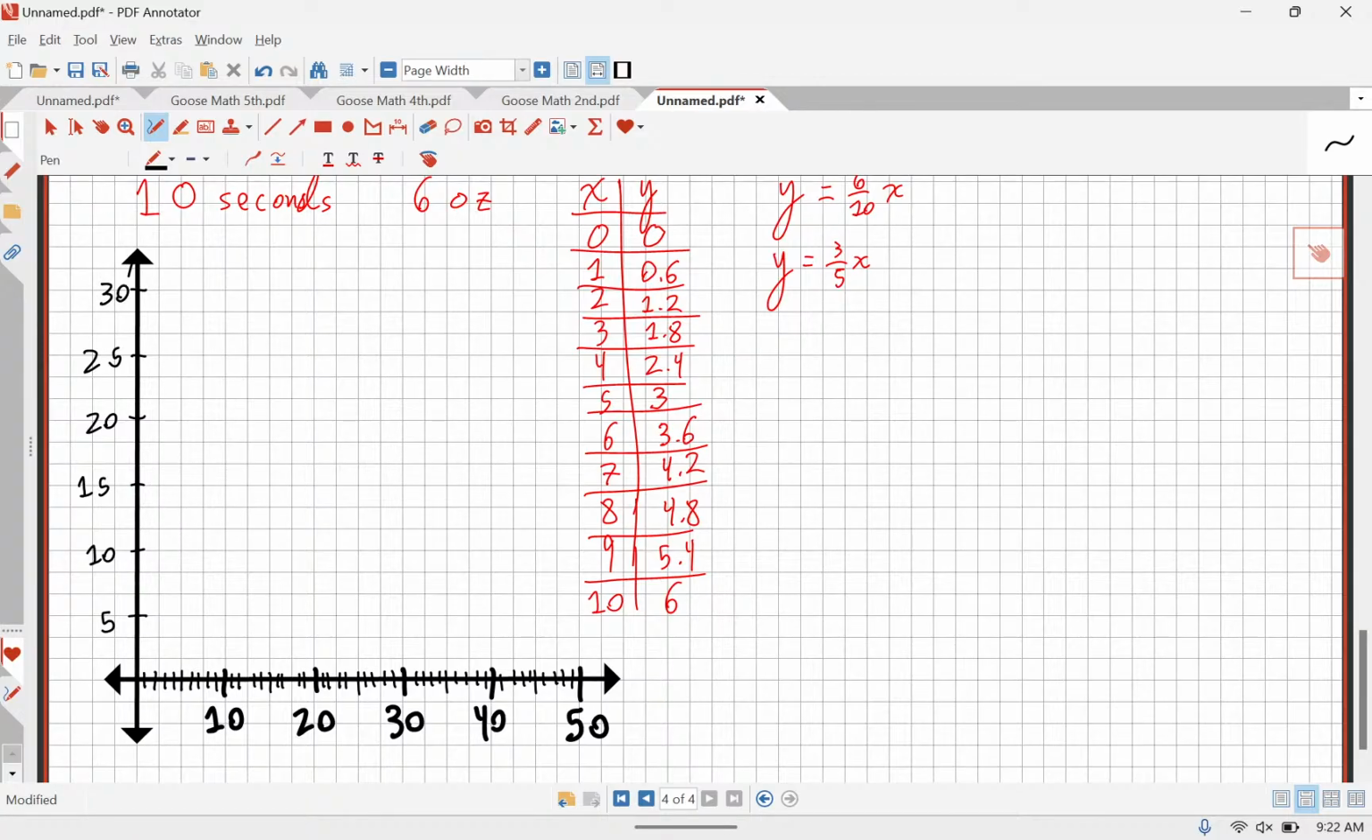You guys tell me what to count by. You guys get to pick.